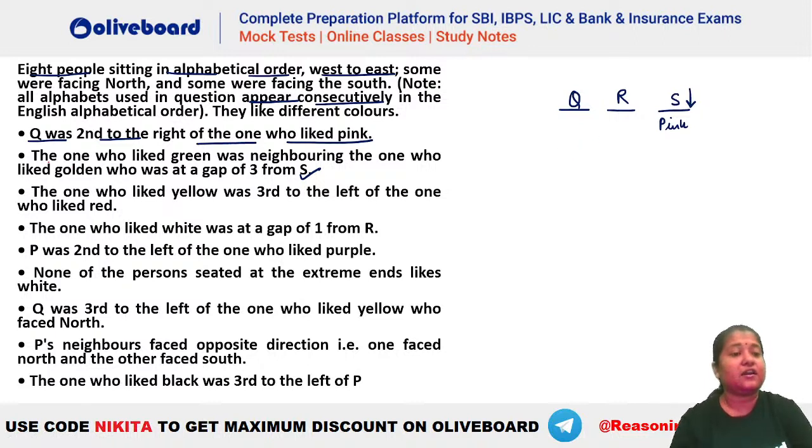What are the possibilities here? Now it is given in this one, that is the one who liked green was neighboring the one who liked golden. Golden is at a gap of 3 from S. तो देख लेते हैं, तीनों चीज try करते हैं। Let's see QRS, ठीक है, S likes pink. So either we have, let's say, at a gap of 3 we can have golden here, right?